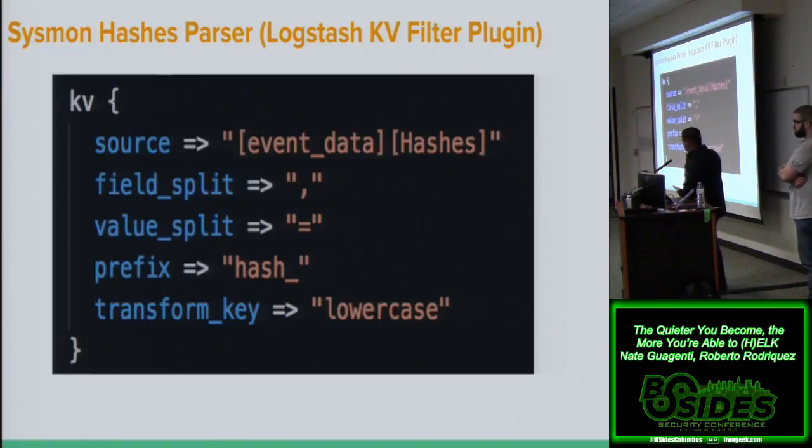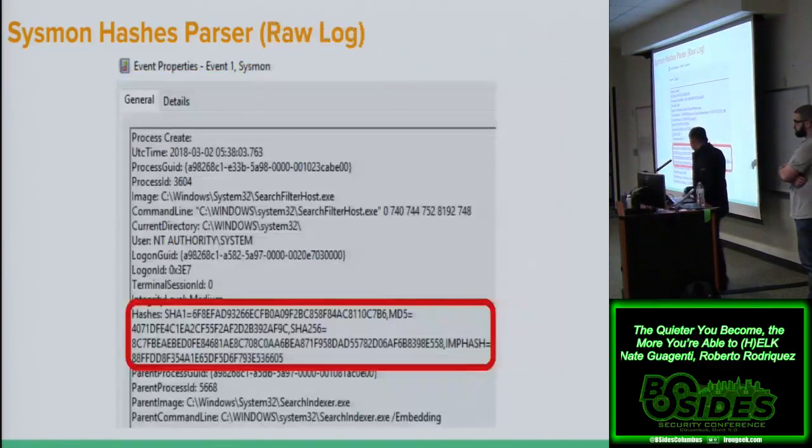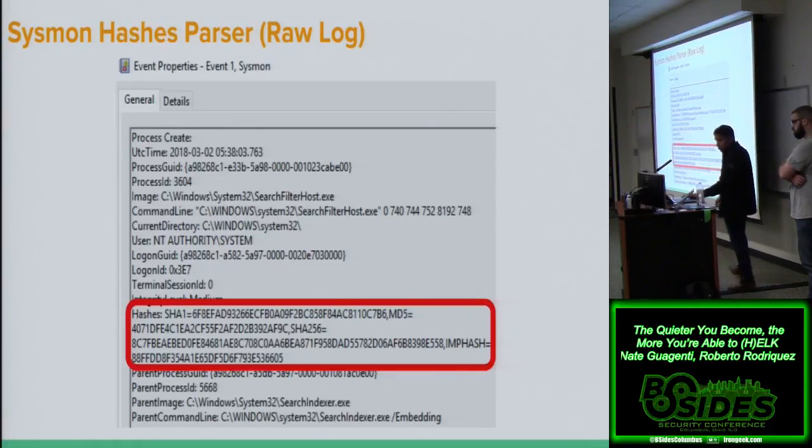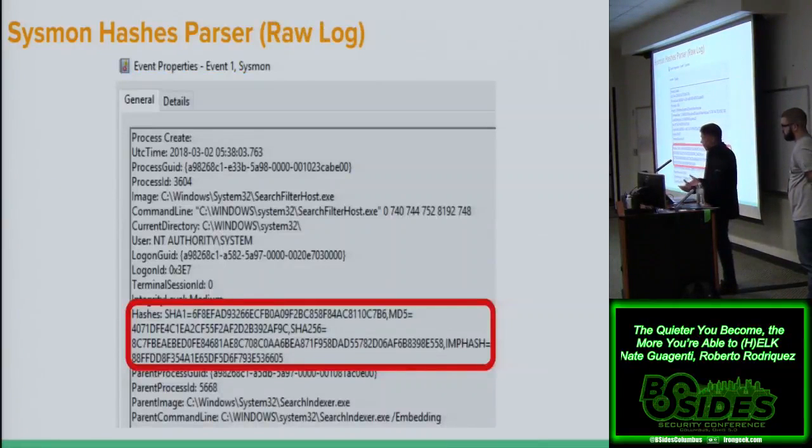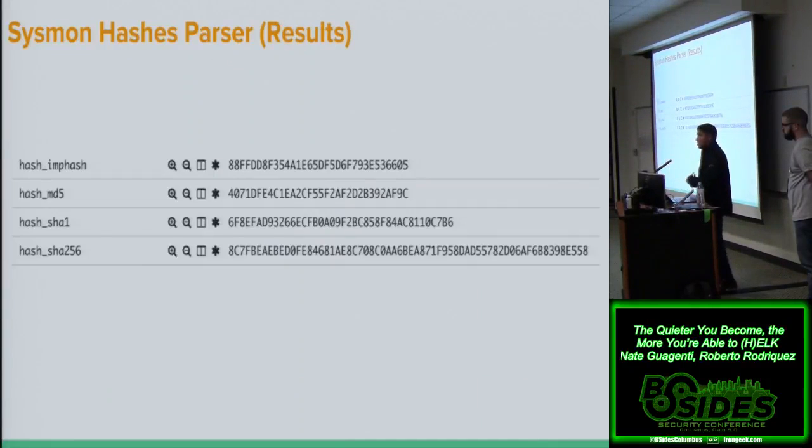Basically it takes the hashes and splits them by the comma first. So we have a hash, let's say MD5, comma, SHA-256, comma, things like that. So we split it by the comma first, and then our values are split by an equal sign, because we have MD5 equals its value. That's it. And at the end, you will have something similar.